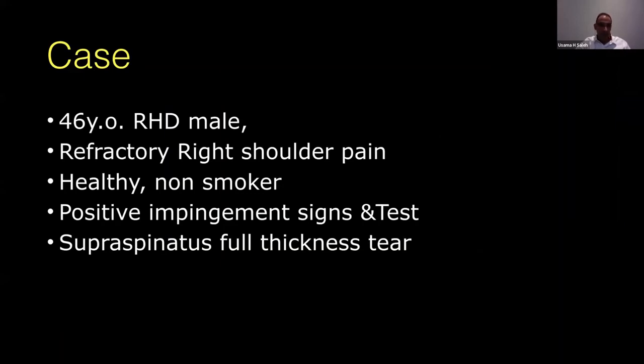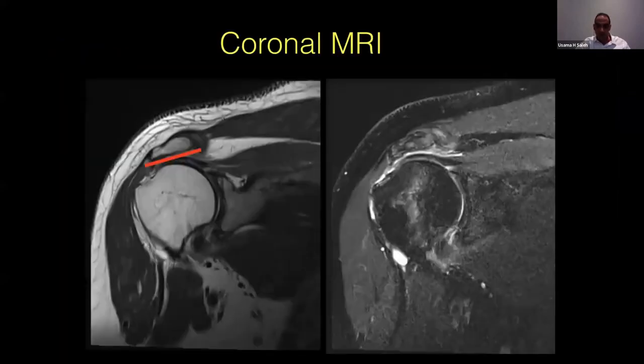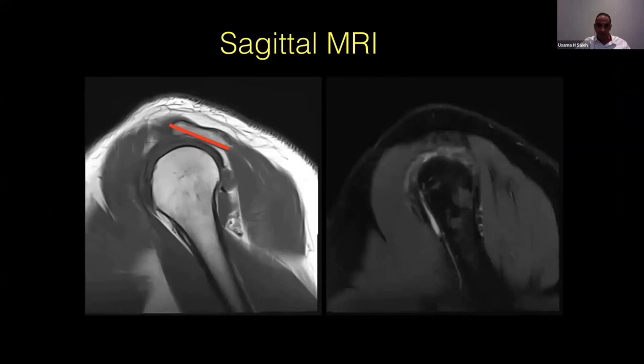This is one of our patients, 46 years old, right hand dominant. He had refractory shoulder pain, a positive impingement sign, and a positive impingement test. He had a supraspinatus full thickness tear. That's his MRI: lateral down sloping of the acromion, the acromion index is high, and a full thickness cuff tear. If you look at the sagittal MRI, you can say it's a type 2, type 3 acromion.